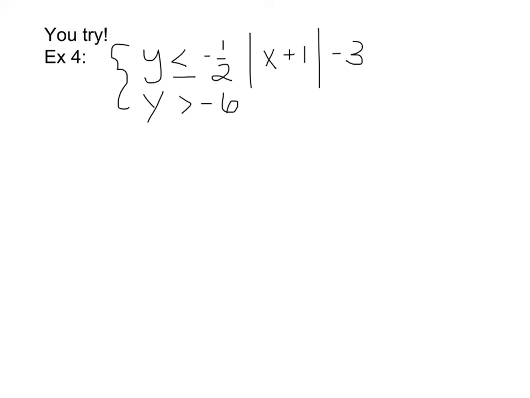This is your last example, so press pause and I want you to solve this system. So the first equation in this system is your absolute value graph. So you need to find the vertex. So the vertex, remember, is h comma k. So since it's +1 on the inside, it's -1. And since it's -3 at the end, it stays the same. So I'm going to first graph the point -1, -3.